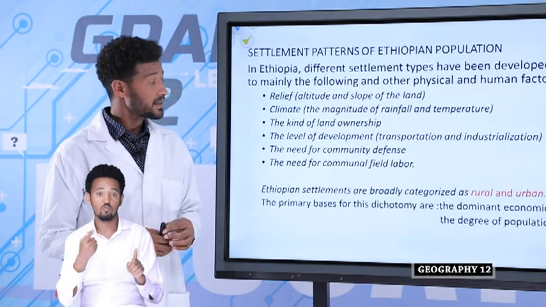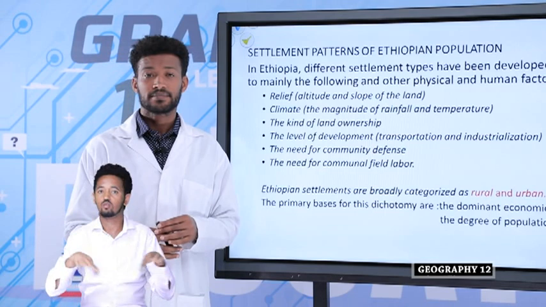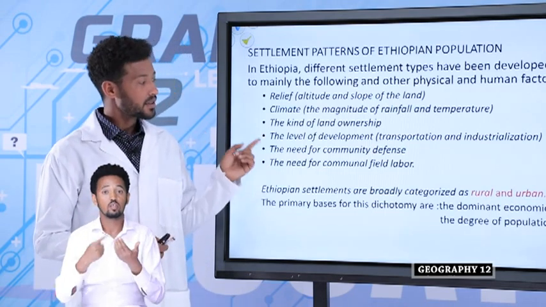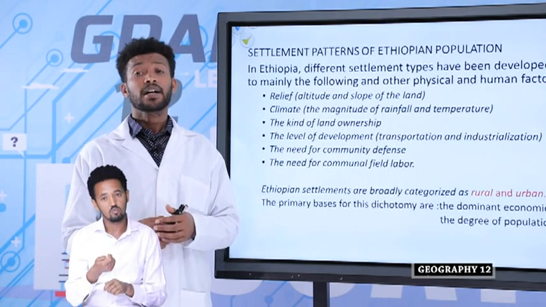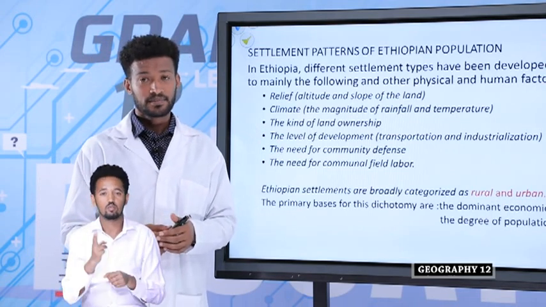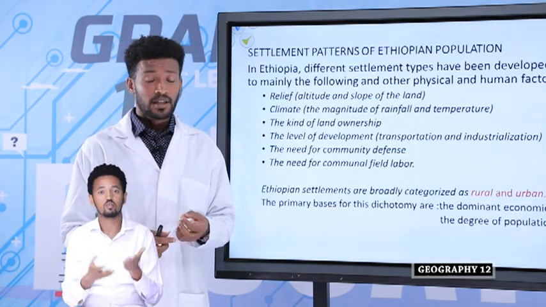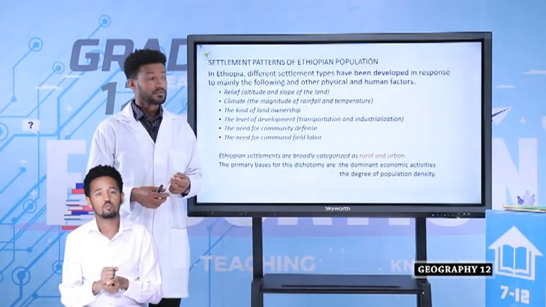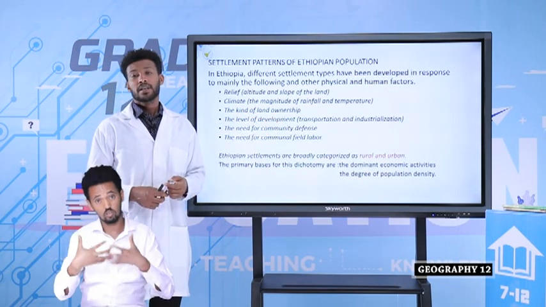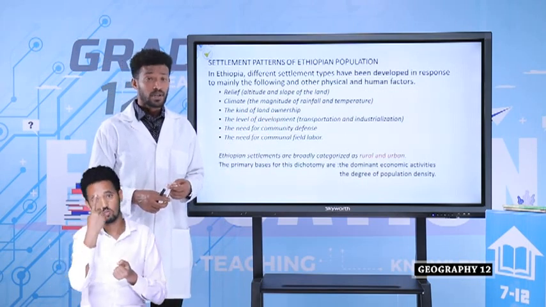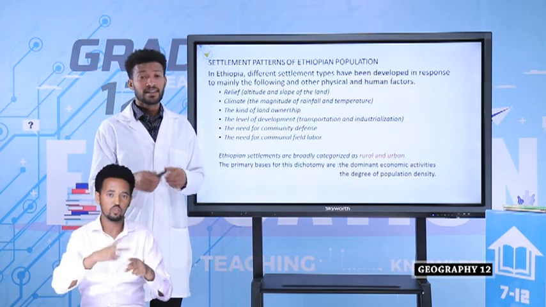From the level of development, transportation and industrialization are very important. In this context, transportation access is very important, especially in urban regions. If there is access to transportation, the settlement of population may increase. Another one is industrialization. If a settlement has a high amount of industrial development, people want to settle in those industrial regions.